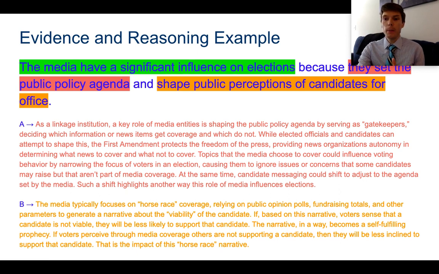The key thing to remember about your FRQ is less is more, especially on your thesis statement. You're just simply giving a guidepost. I need to be able to know which direction you're headed in the first sentence. Number one. Number two, evidence is not justification. Okay. I cannot say the media have a significant influence on elections because of the First Amendment. No. What is it about the First Amendment that could cause the media to have a significant influence?